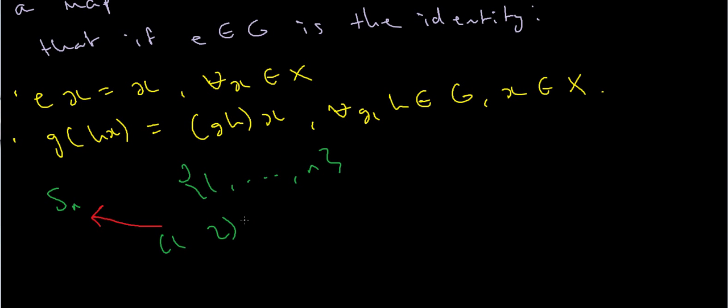How does this act on, say, the element 2, which also lies in the set? It takes 2 and sends it to 1, because 1 and 2 swap places. So this becomes 1. Notice what's happened here. This group has acted on this set in the following way: I've got an element in G and an element in X, and it's given me back an element in X. In this case, the group action was this permutation, and it's taken an element in the set X and given me another element in the set X. That's what I mean by a group action.